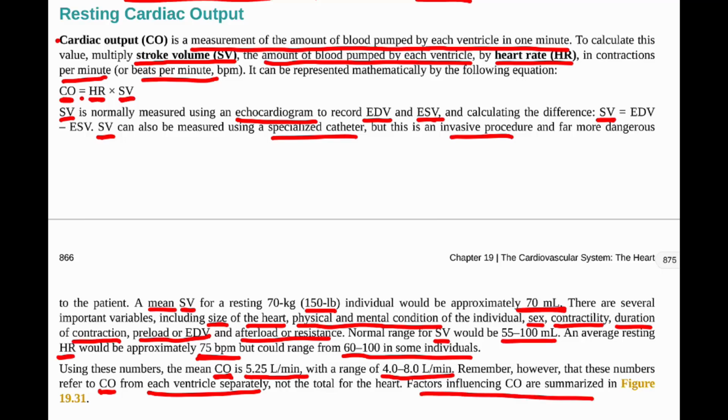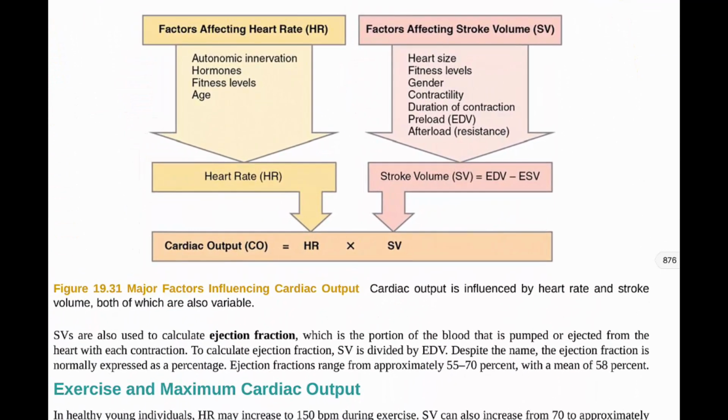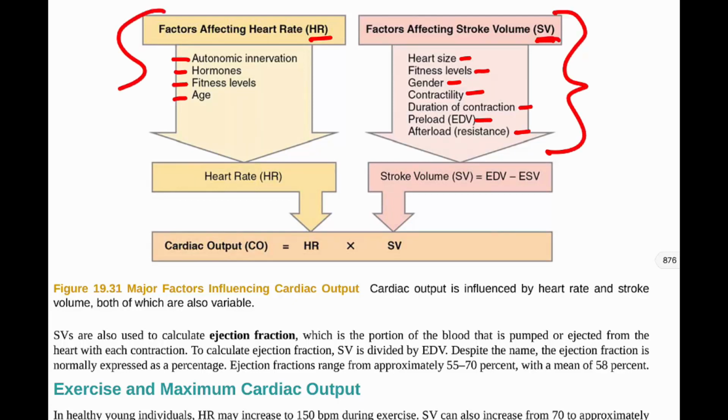So factors influencing the cardiac output are here. Autonomic nervous system innervation, hormones, fitness level, and age would all affect our heart rate. And factors that affect stroke volume would be the size of the heart, fitness levels, gender, contractility, duration of contraction, the EDV, and then resistance. We just briefly mentioned all of those things. You should know that these are some of the things that would change the stroke volume. These are some of the things that would change the heart rate. And then, of course, the differences in heart rate and stroke volume are going to give us some differences in cardiac output.